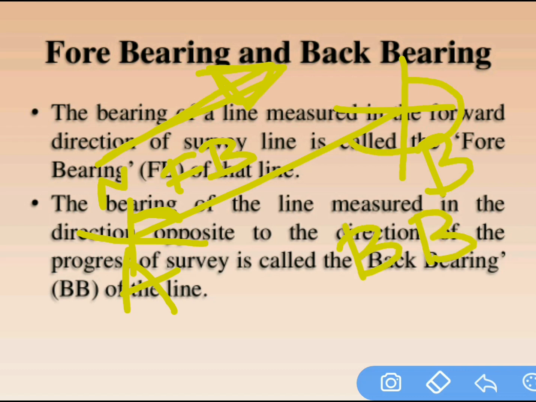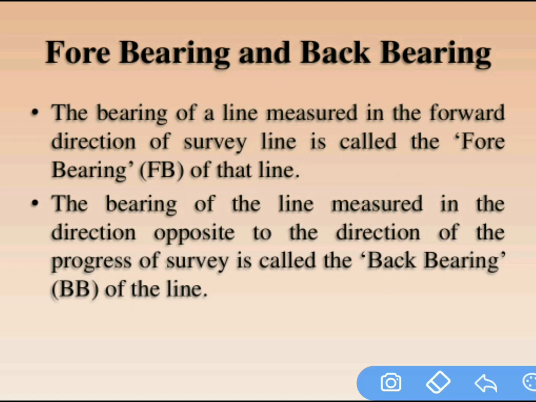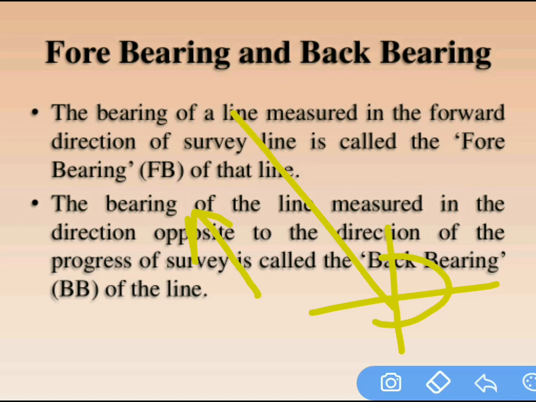If I take the angle in the survey line direction, then that is a forebearing. If I take the angle opposite to the survey line, then that is a back bearing. Clear? Next, for example, this is my survey line direction. Then here forebearing will form. Here back bearing will form. Got it?